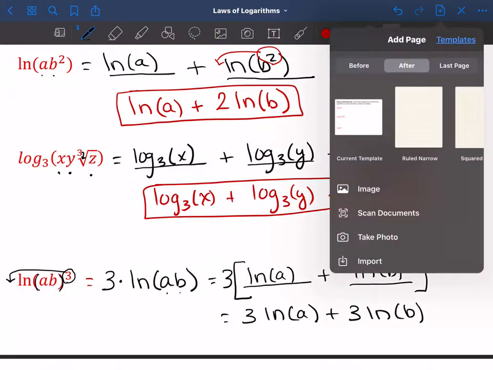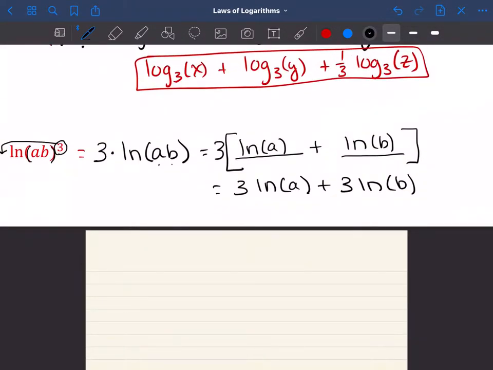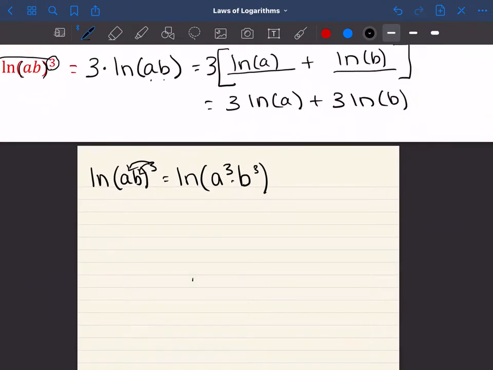Now let's look at it a different way. What's my alternate way? Another method for this one is, instead of using my power rule first, I'll distribute the power to each of my factors in here. So we have the natural log of A cubed times B cubed. If we do it this way, now we can use our product rule to expand this by addition.